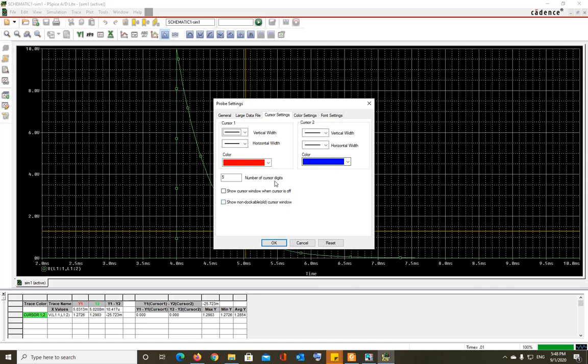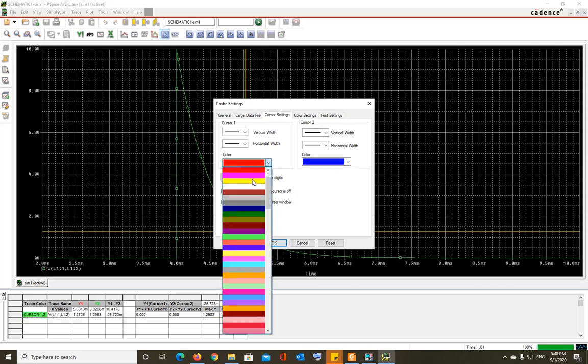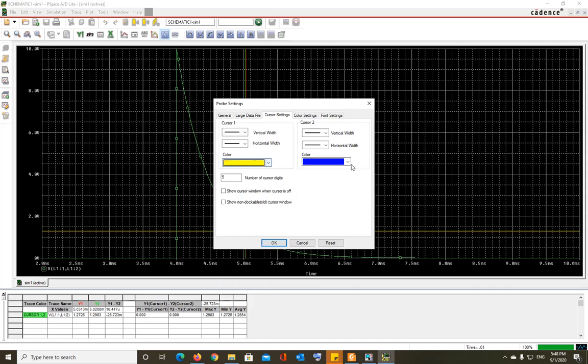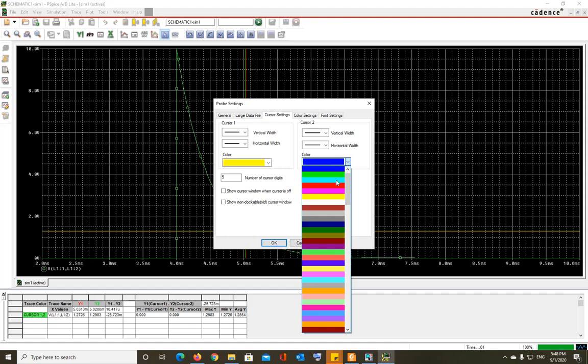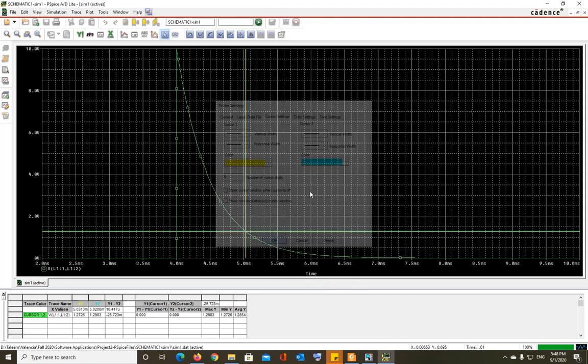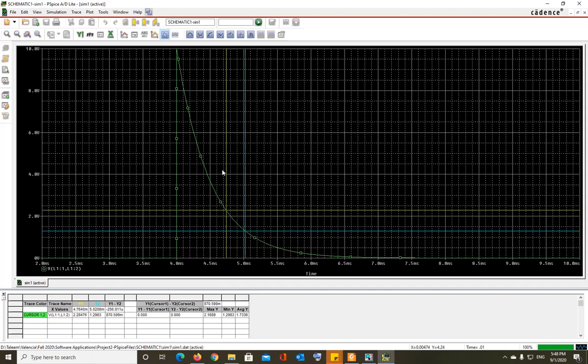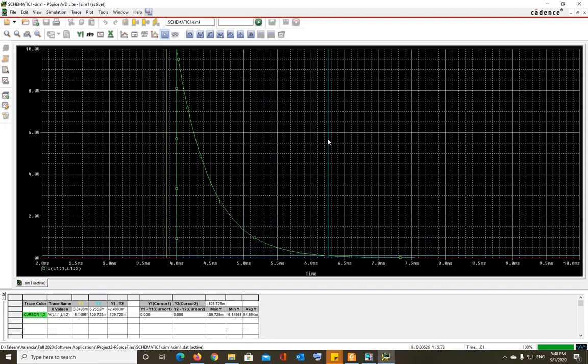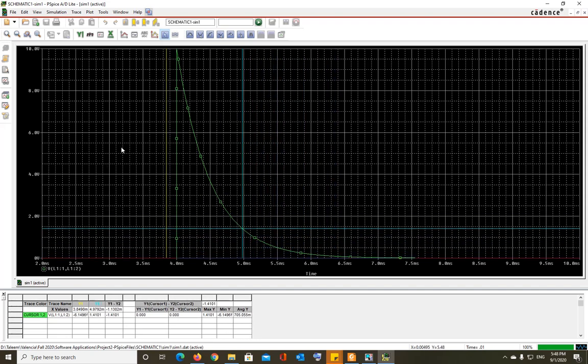It shows blue, but I don't know why it's just showing. So let's say I have one cursor that is yellow and one that is kind of this color. So now one of my cursors is yellow and one is my light blue or teal color. Okay, so you can change the color of the cursor.